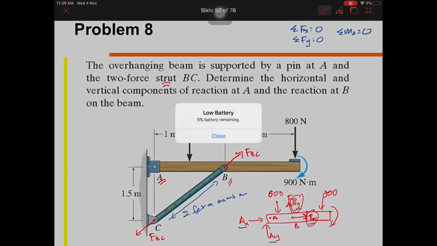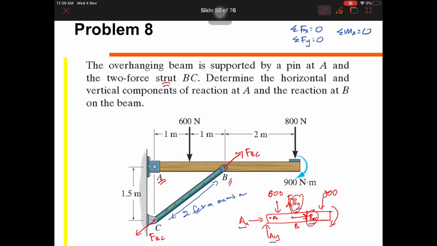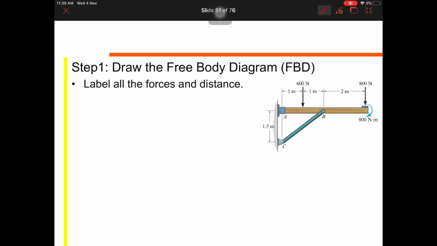The resultant force we know already. This one is the component force. Alright, so it is clear why we need to use a two force member. Okay, now we can draw the FBD.